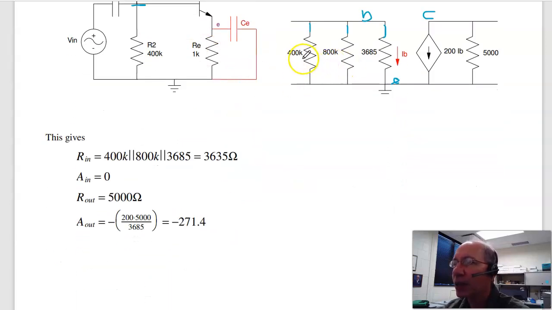Now find the two-port model. At the input, it's kind of obvious. I just had these three in parallel, 3635 ohms. The input voltage is 0. There's nothing driving it. Output resistance is 5K. If I short the input, IB is 0, 200 IB is 0, I just get 5K. And the gain, apply 1 volt at the input. The current is 1 over 3685 times 200 times 5K with the minus sign. So the gain is minus 271.